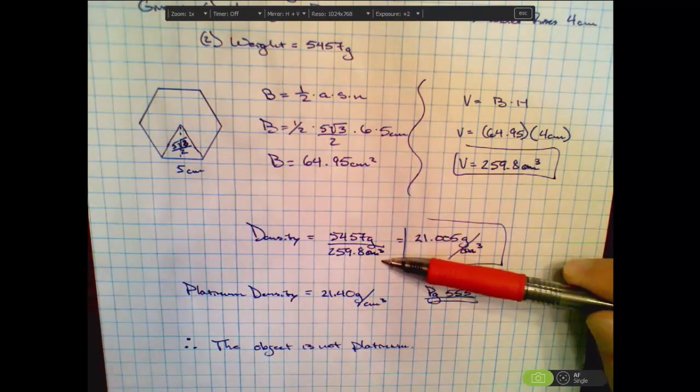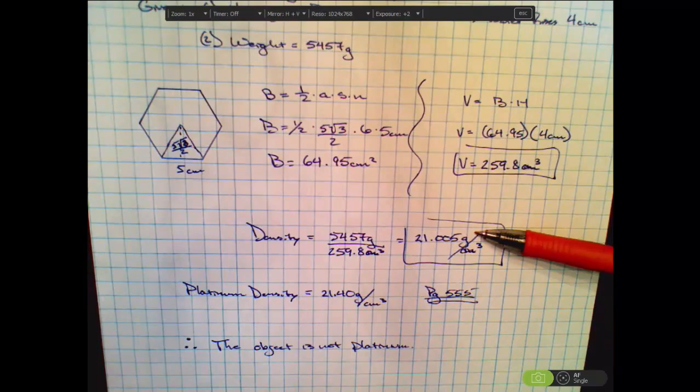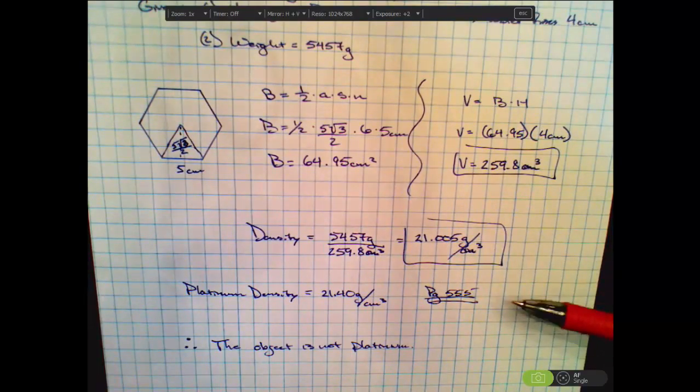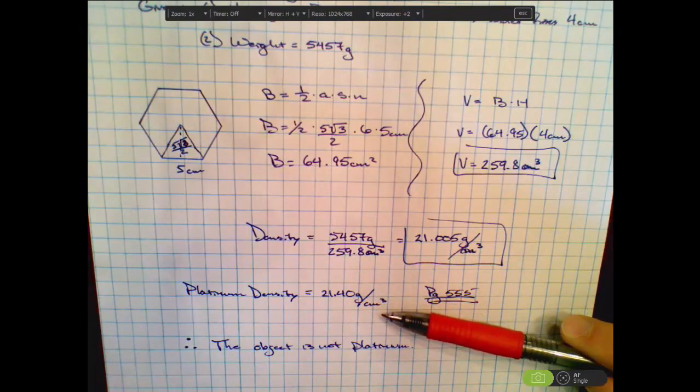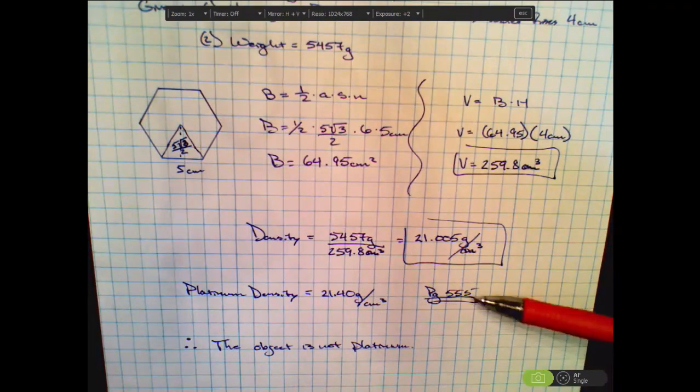Density is mass divided by volume. I get a density of 21.005 grams per cubic centimeter. The density for platinum was 21.4, and I looked that up on page 555. Therefore, the object is not platinum.